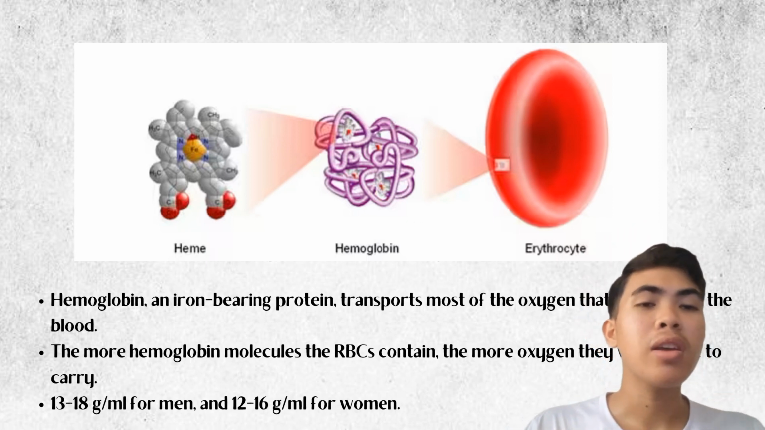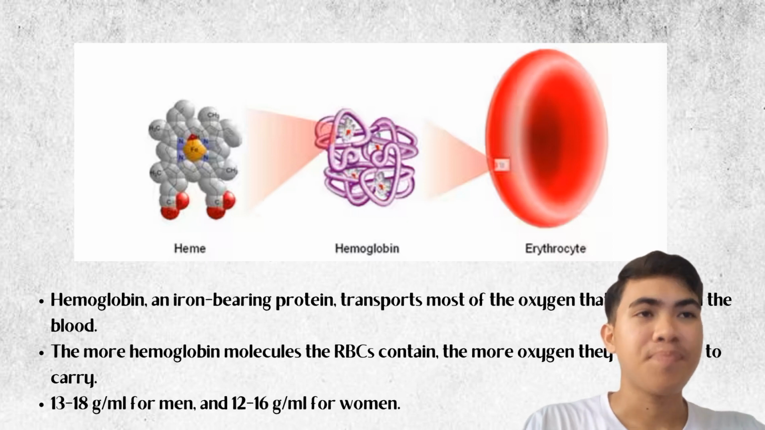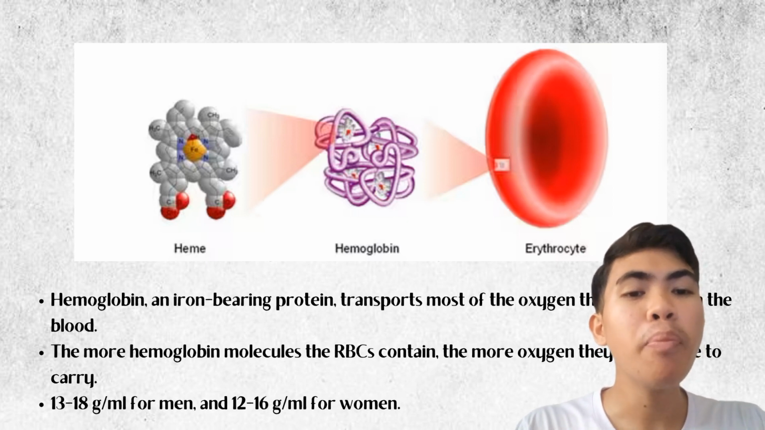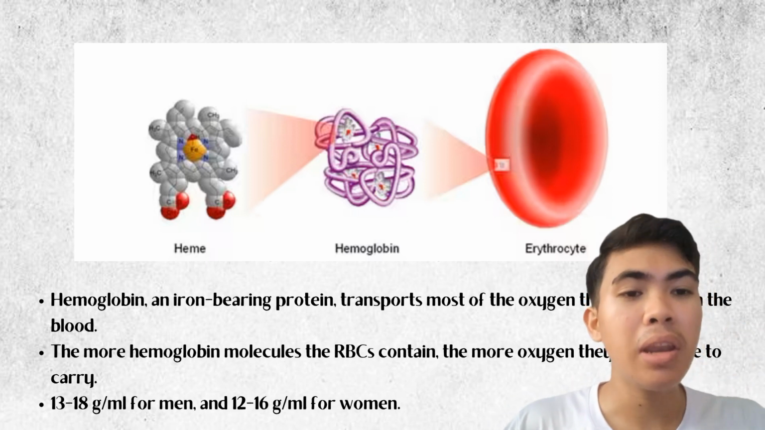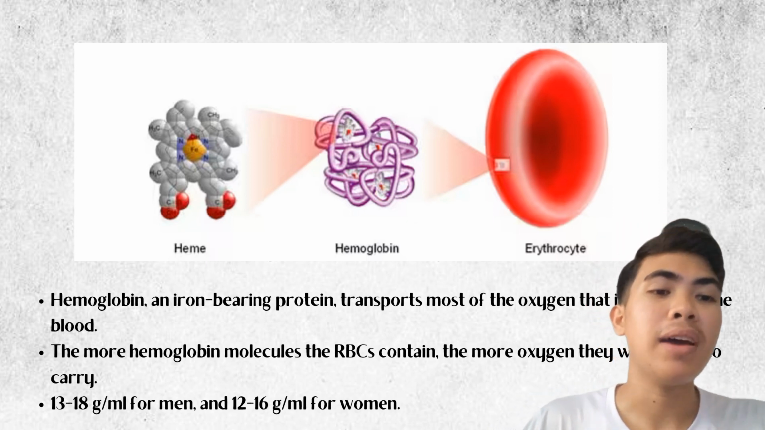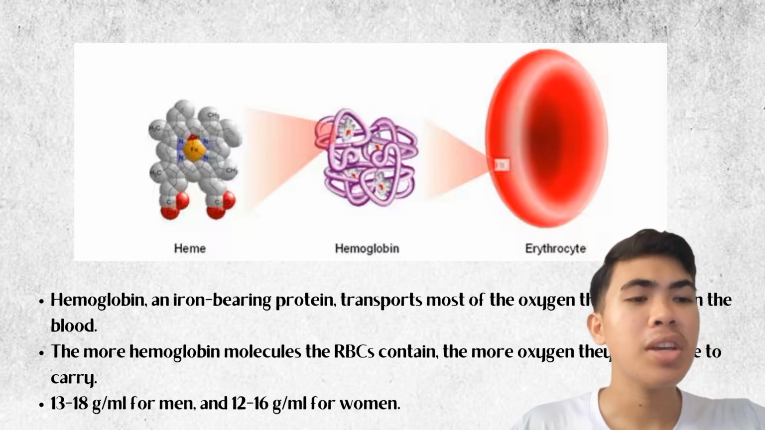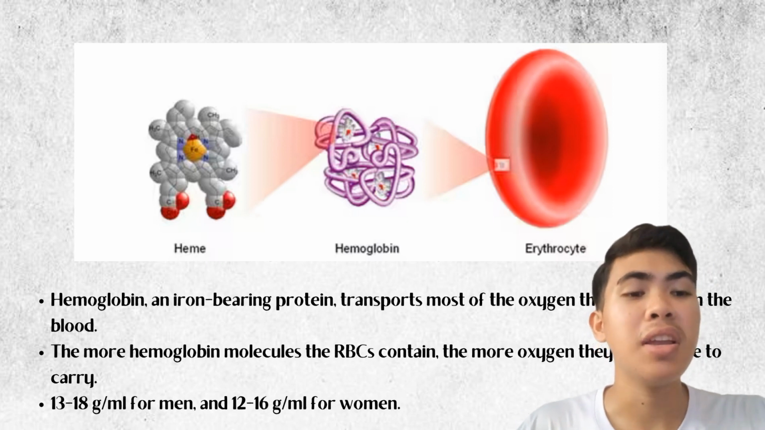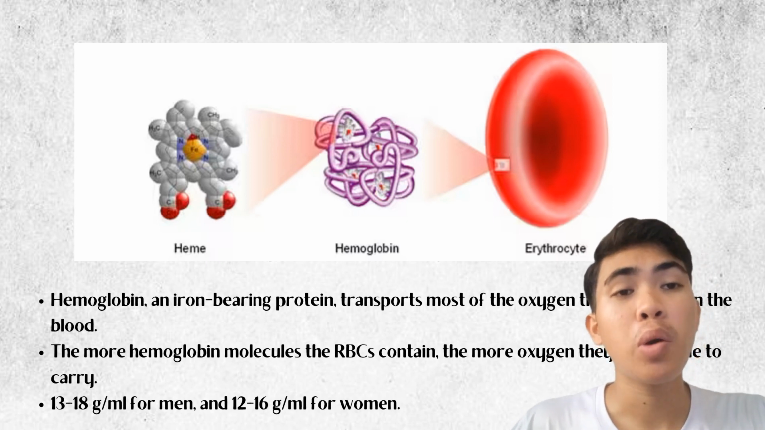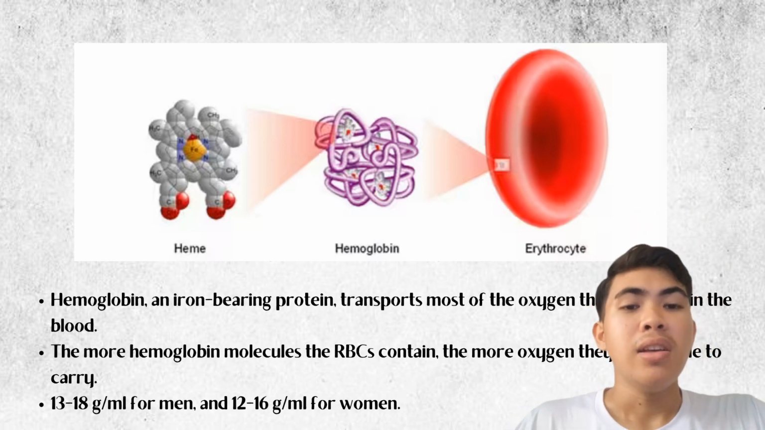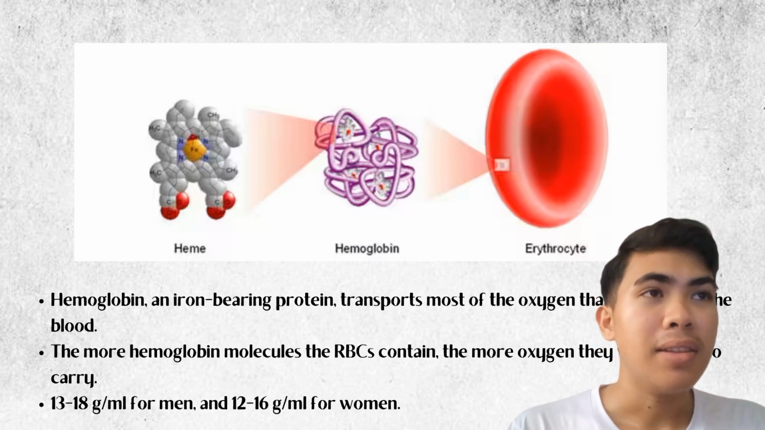Now, when we talk about globin, it is made of a globin protein and has four polypeptides. Polypeptides are short chains of amino acids, two or more amino acids that combine in a regular manner to form a complex protein. So it has four polypeptides.